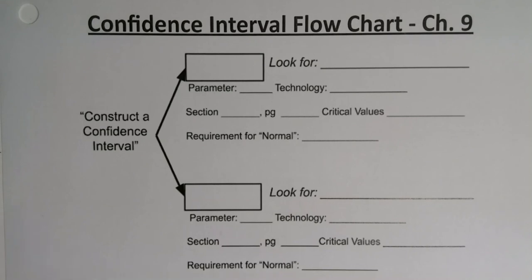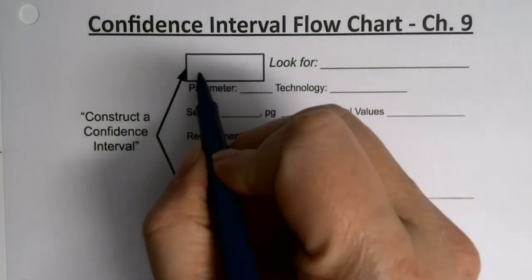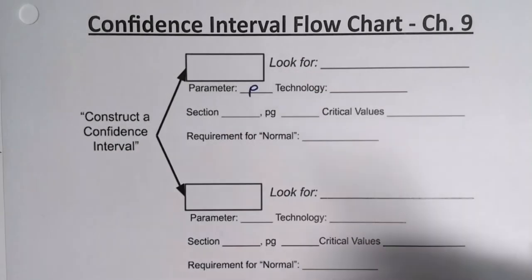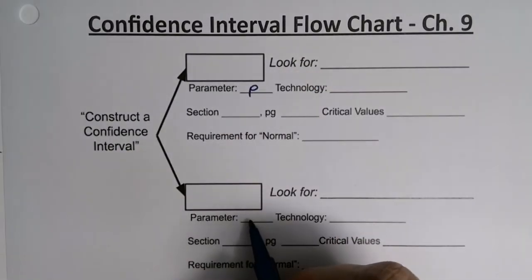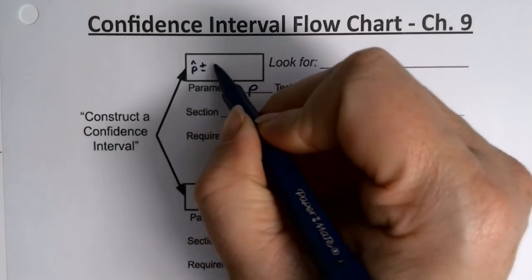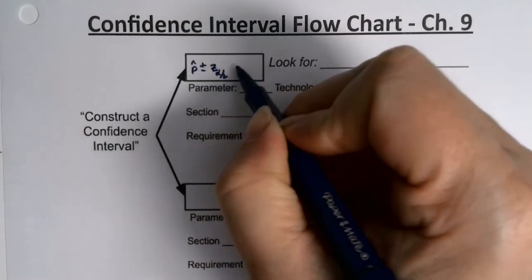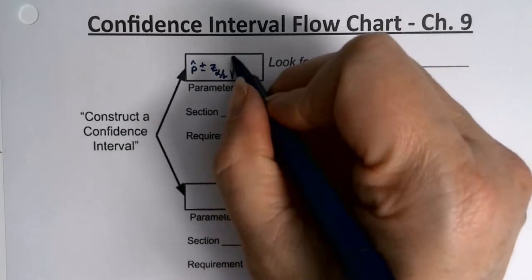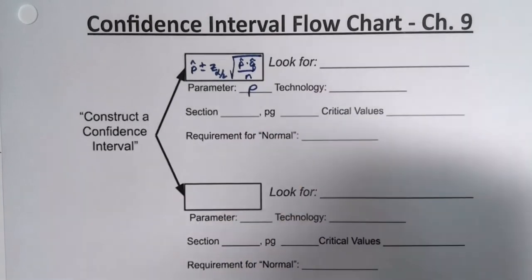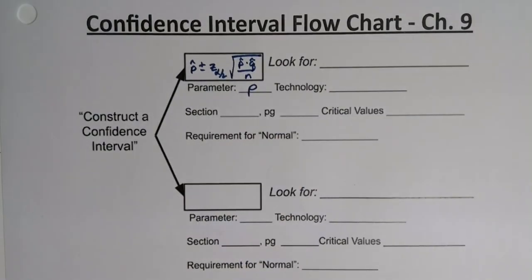For our intervals, we can have one that's for a proportion, so that would be my parameter p, and this would be my parameter mu. I'll do this in different colors. This one would be p hat plus or minus z alpha over 2 times the big square root of p hat times q hat over n. I'm writing the formula that I use the most often, which is the full formula.